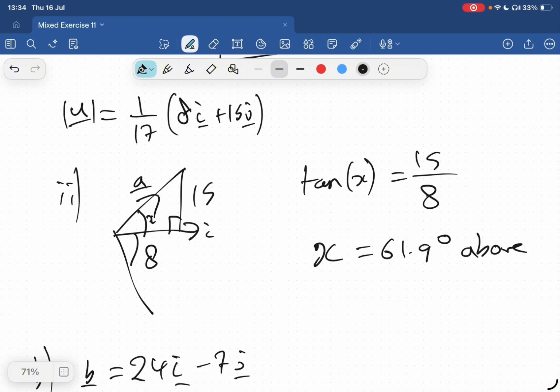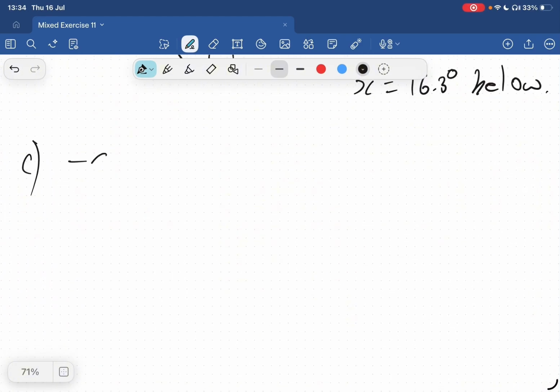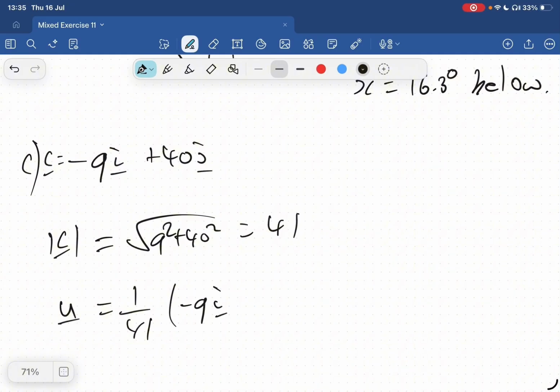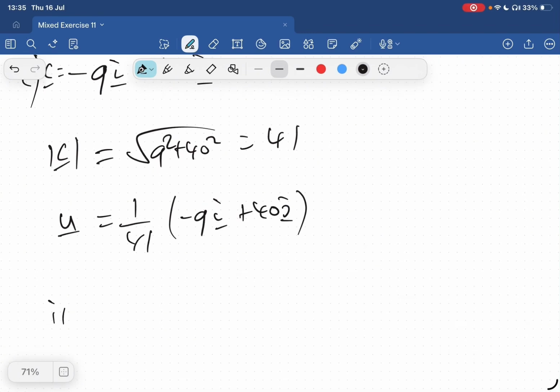Okay, c is minus 9i plus 40j. This is our c. Yet again, we find the magnitude of c, which is 41. So the unit vector is going to be 1 over 41, lots of negative 9i plus 40j. Perfect. Next we need to find the angle that it makes.